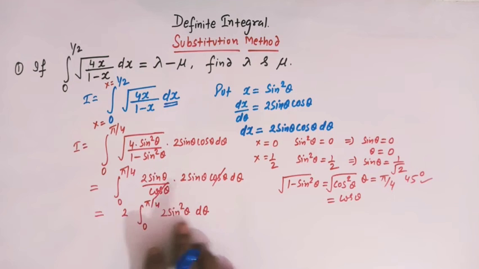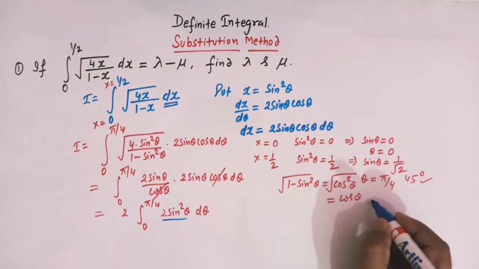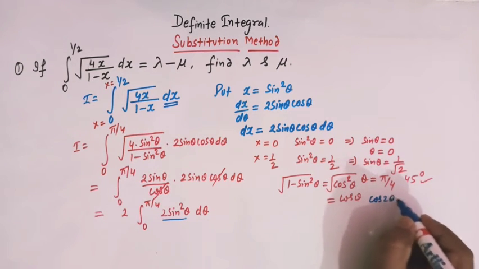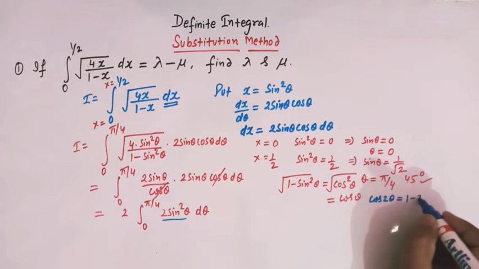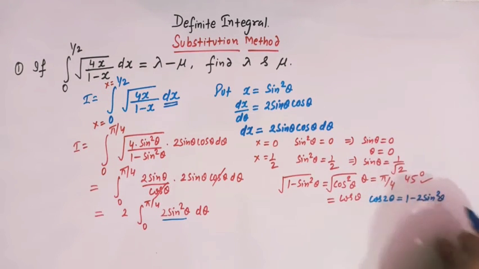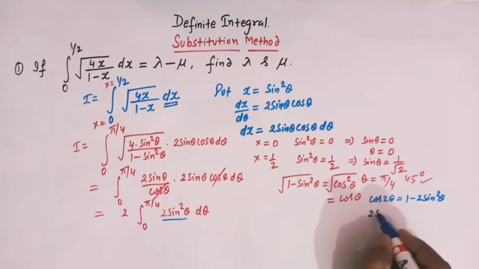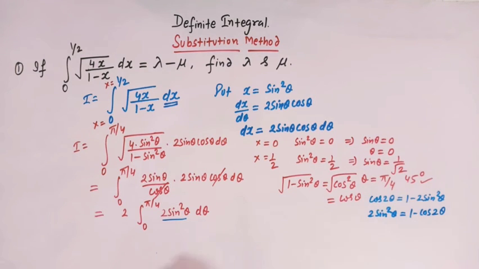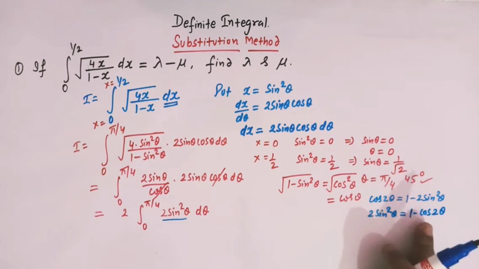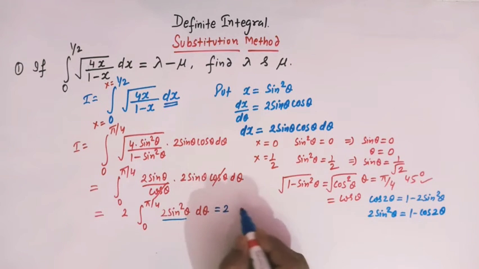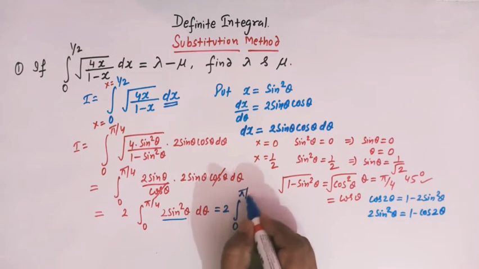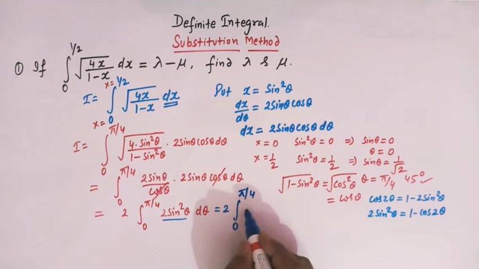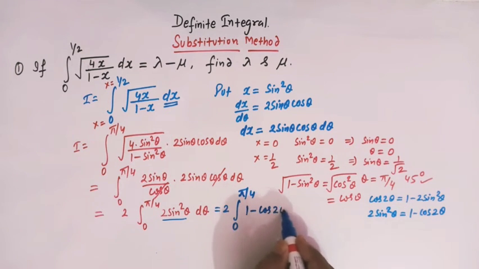So now the original integral is reduced to this form. In order to move further, we will make use of one important result from trigonometry. We know that cos of 2 theta is equal to 1 minus 2 sine square theta, so 2 sine square theta is equal to 1 minus cos of 2 theta. So we take this expression: we have the integral from 0 to pi by 4 of 1 minus cos 2 theta d theta.